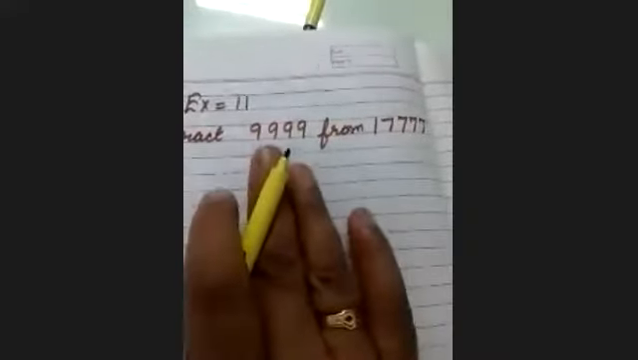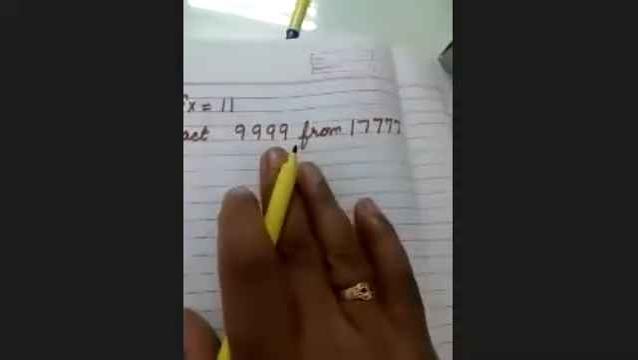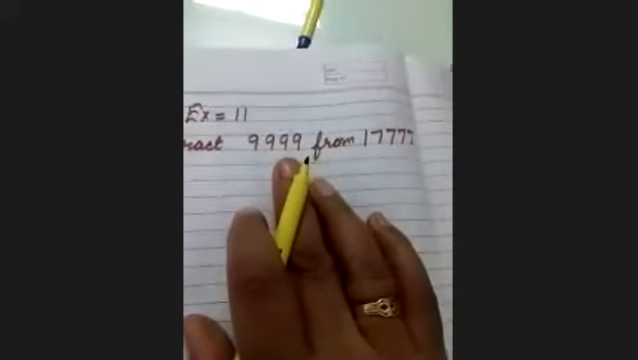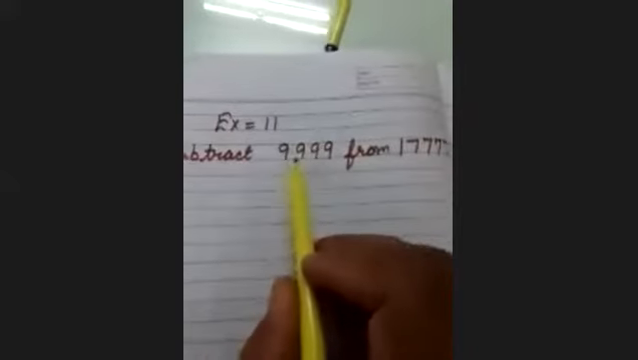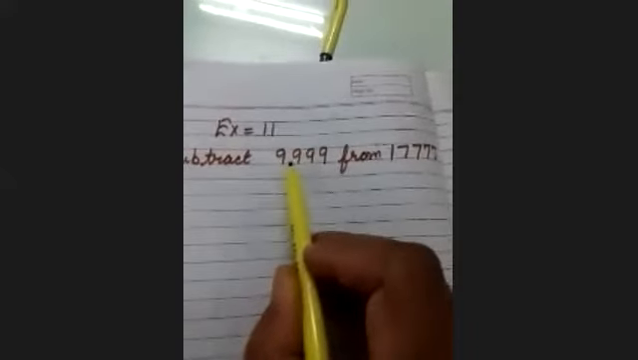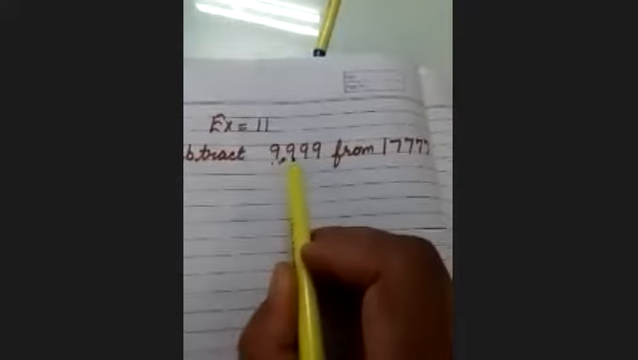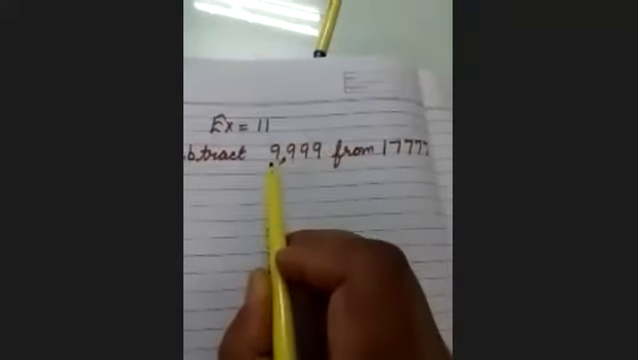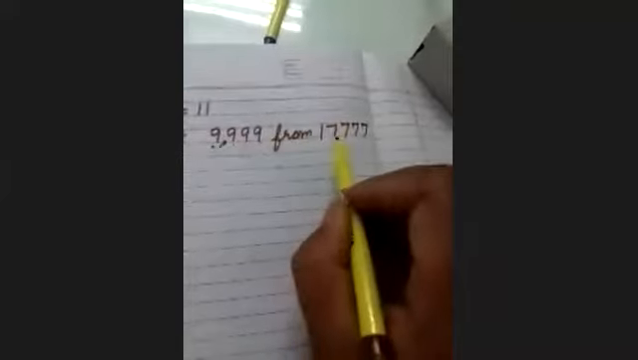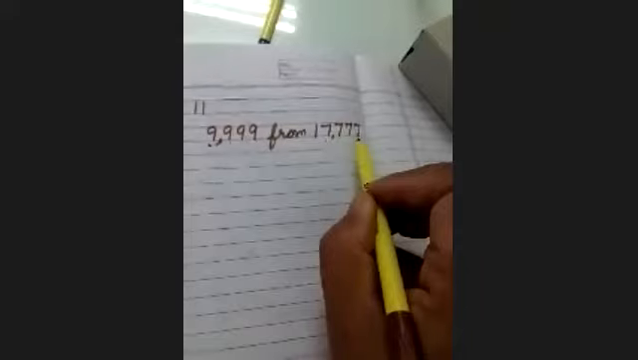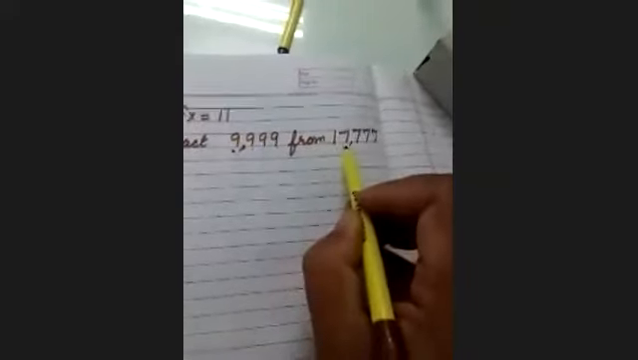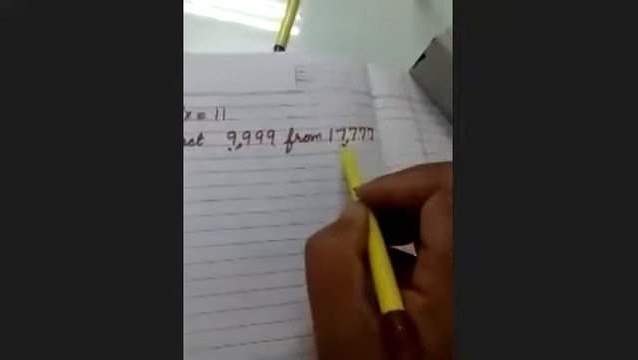How do we arrange these two numbers for subtraction? As you know, we subtract a smaller number from a bigger number. First, we will compare these two numbers. The first number is 9,999. Here we have 9,000, and here we have 17,000 777. So here we have 9,000, and this is 17,000. So first we'll write this number.